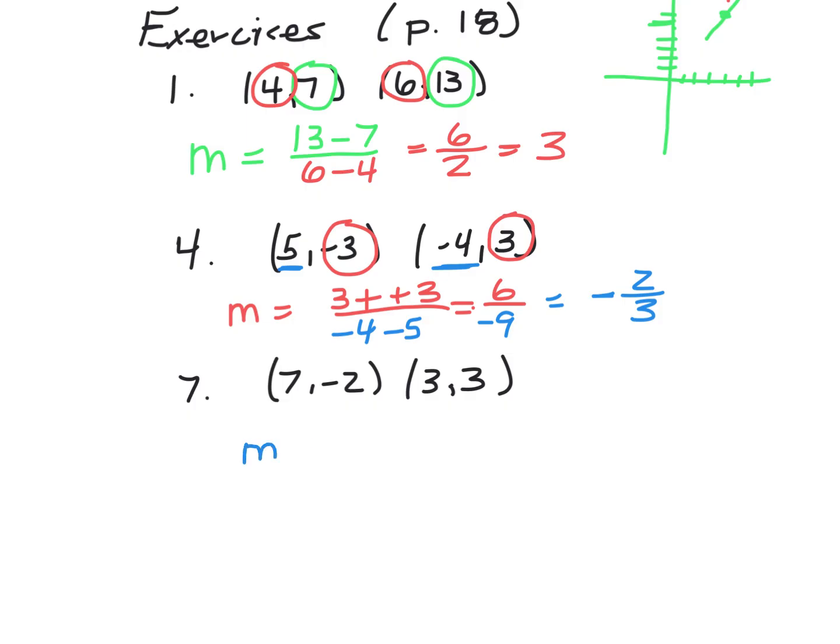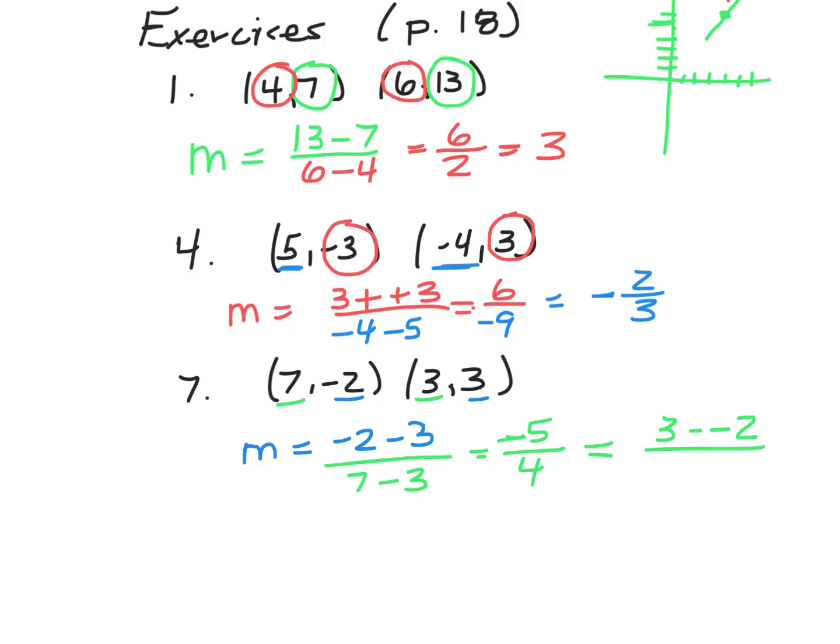Last example here, number 7, change in y. Again, I could do negative 2 subtract 3, using these y coordinates, and then divided by the x coordinates in the same order, so it'd be 7 minus 3, which would be negative 5 over 4. Make sure you realize that if you had done on the top 3 minus a negative 2, then you would have to do 3 minus 7 on the bottom. You're still going to get negative 5/4 as your slope.